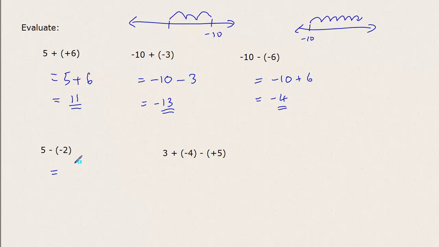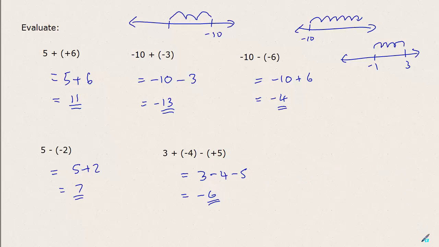The adjacent signs are the same, so that's going to be 5 plus 2, which is 7. Here we have different adjacent signs, so that's going to be 3, take away 4, and these are different as well, take away 5. So if we start at 3 and we take away 4, we're going to be at negative 1. And then we need to take away 5, so that's going to take us to negative 6.